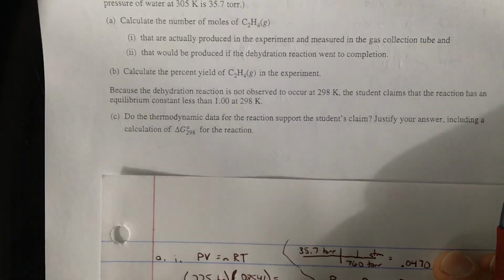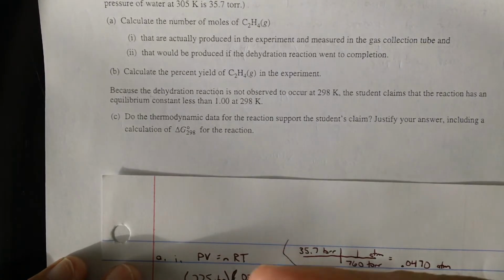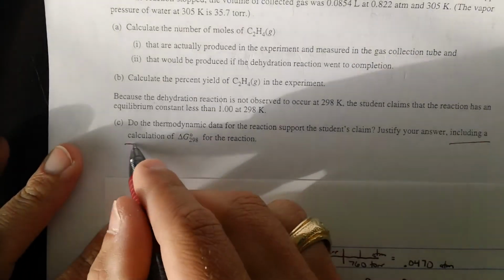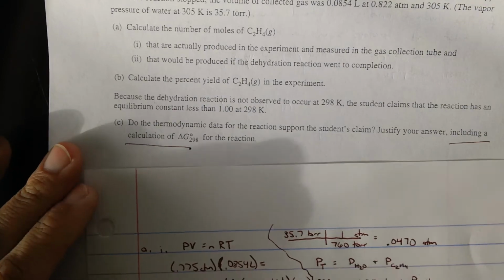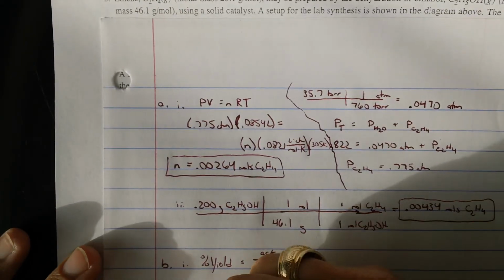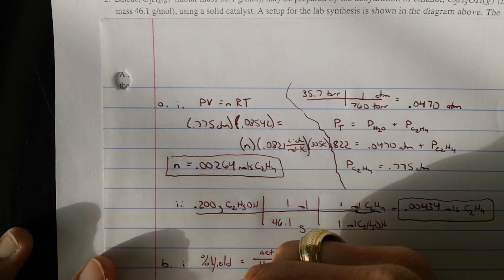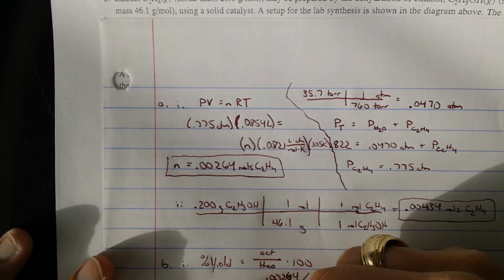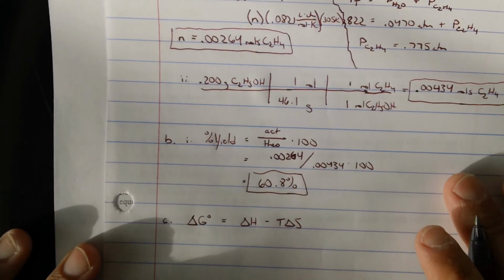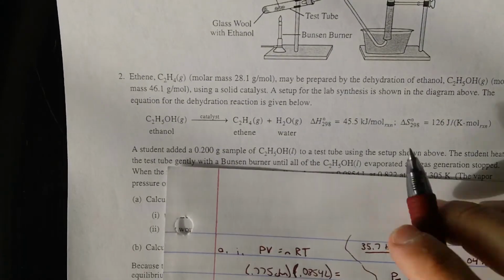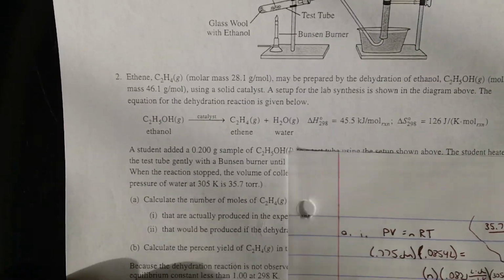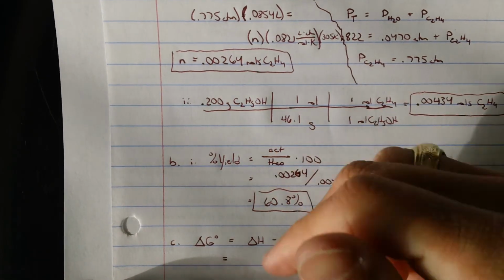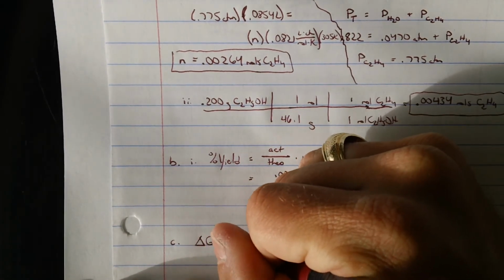We know that if K is greater than 1, it's a spontaneous reaction. If K is less than 1, it's non-spontaneous. It says include a calculation, so we have to do a calculation for delta G here. So here comes the delta G calculation. This is where the delta H from up top comes into play. So delta G equals delta H minus T delta S. And we're stealing the data from up here in the top of this reaction. So here we go. Delta G is going to equal, and I'm stealing that data as well, 45.5.